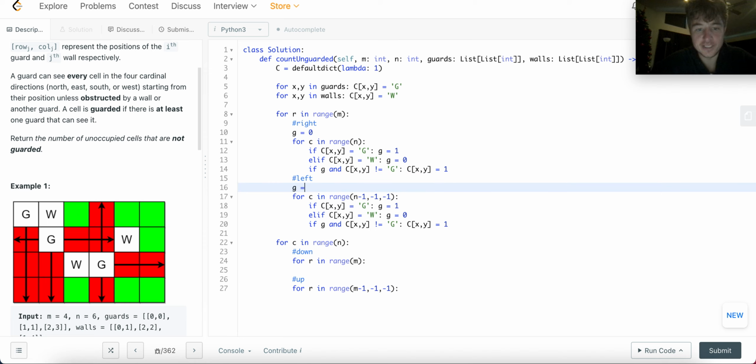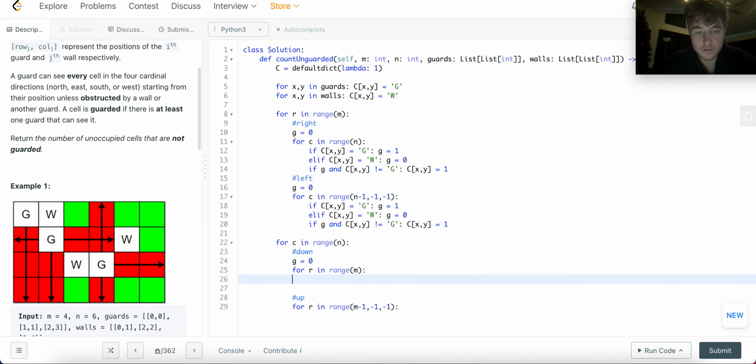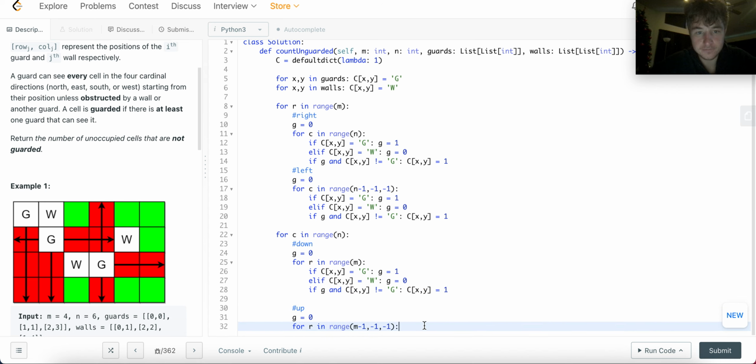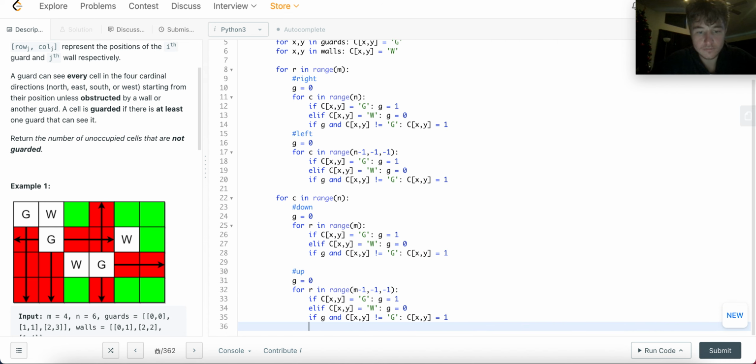But of course, we need to reset G to be 0 each time. And at the end, we just return the sum of, this cell equaling 1 for x in range n, for y in range m.